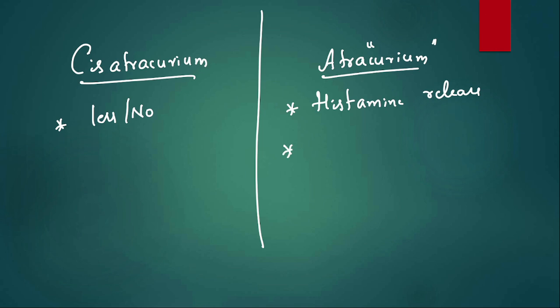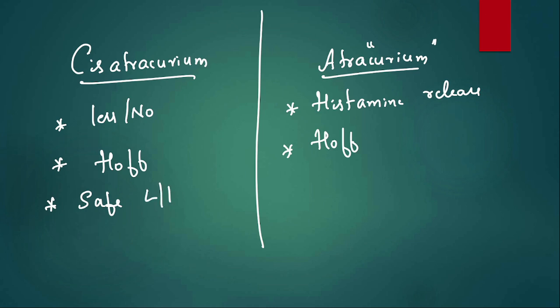Second, atracurium undergoes Hofmann elimination. Here also it undergoes Hofmann elimination. So is it safe in liver and kidney disease? Safe in liver and kidney disease, yes. But this is also safe in liver and kidney disease.